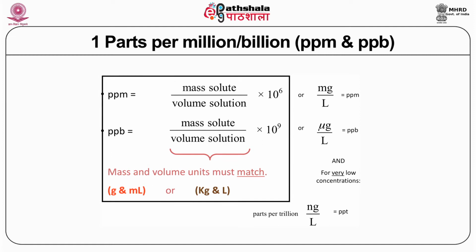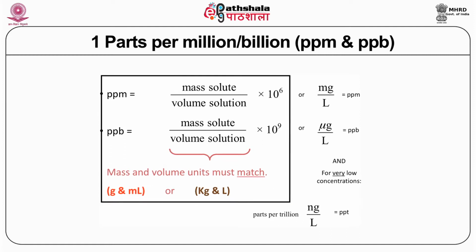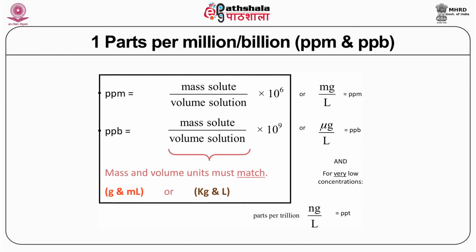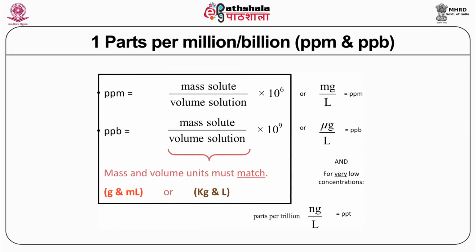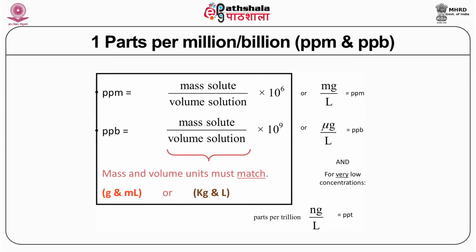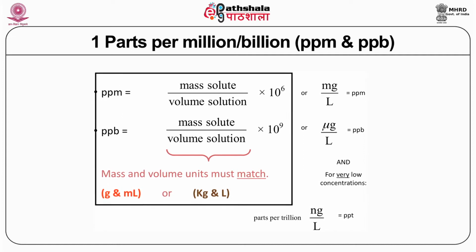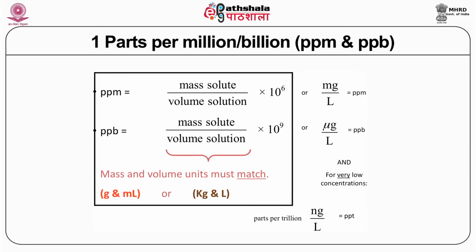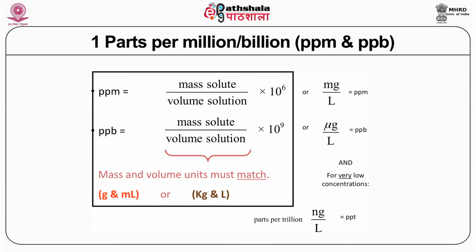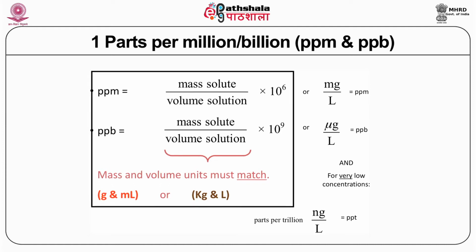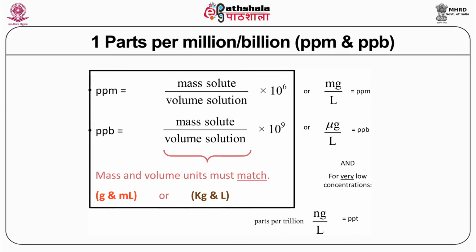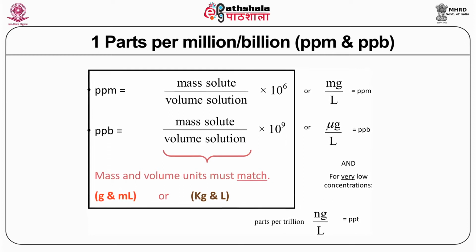For example, ppm, I showed it to you, is milligram per liter, or ppb means microgram per liter. These are the two units, and the mass and volume units should match. If you are expressing the mass in grams, then the volume should be in milliliters. If you express the volume in liters, then the mass should be in kilograms. So, you do not mix up these two units, that is very important.